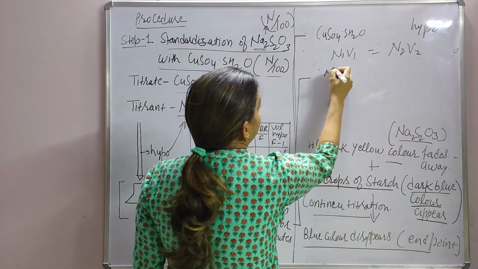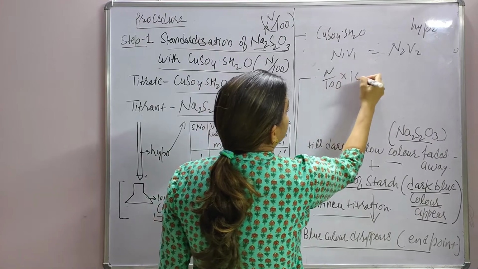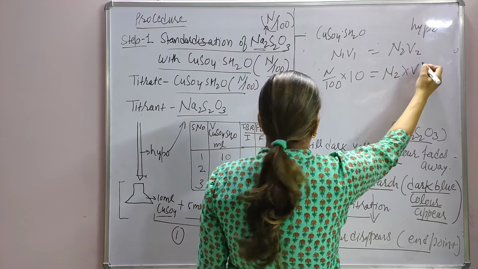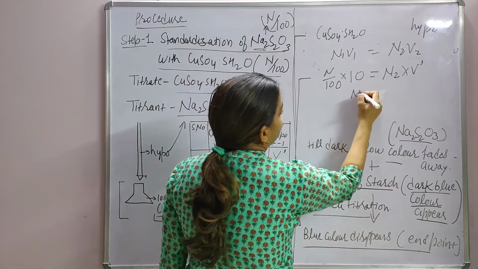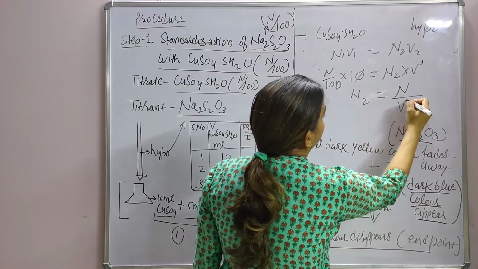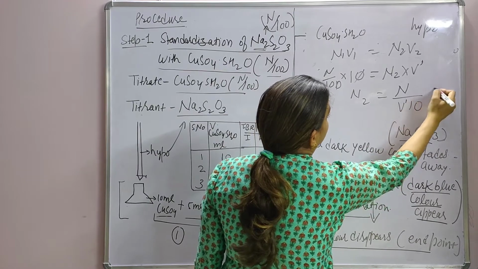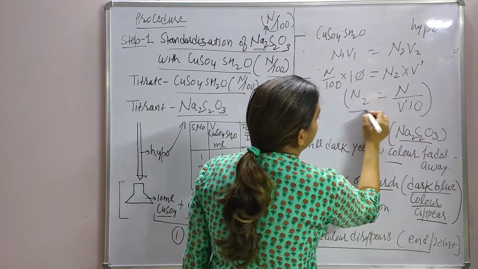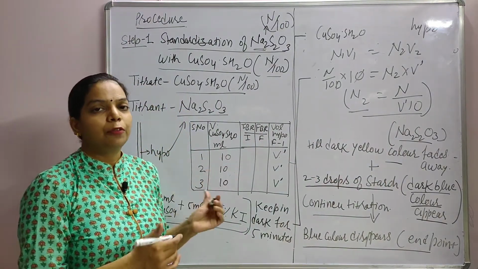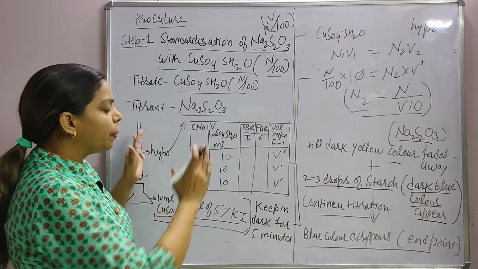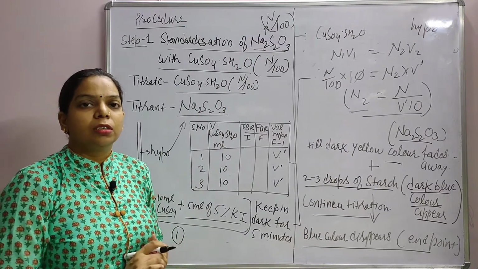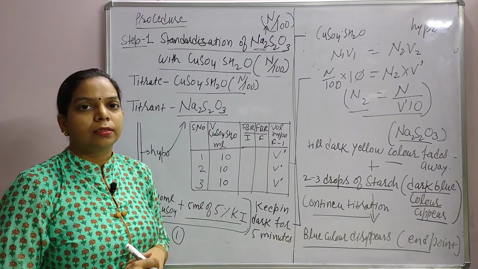So N1 here is N by 100, volume is taken 10 ml, normality we have to confirm, and V2 is V dash. So from here N2 will be calculated as N by V dash 10. So this will be the normality of your hypo solution. This was the standardization step. After that we have to repeat the same procedure with the hypo solution and the bleaching powder solution. So let's see how to do that.